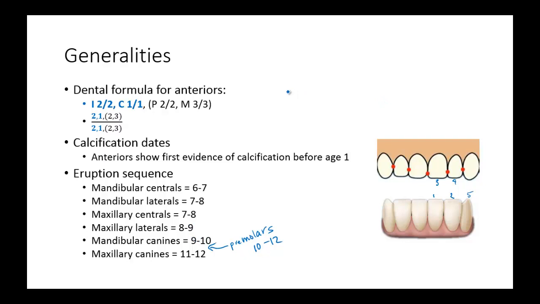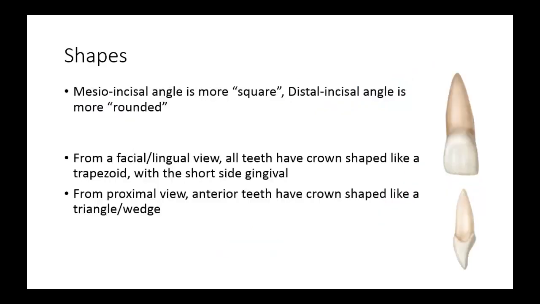And the last thing is root completion. Root formation is complete for permanent teeth 2.5 years after they erupt, and that's true for all permanent teeth. For primary teeth, it's about 1.5 years after they erupt for the tooth to be completely formed.